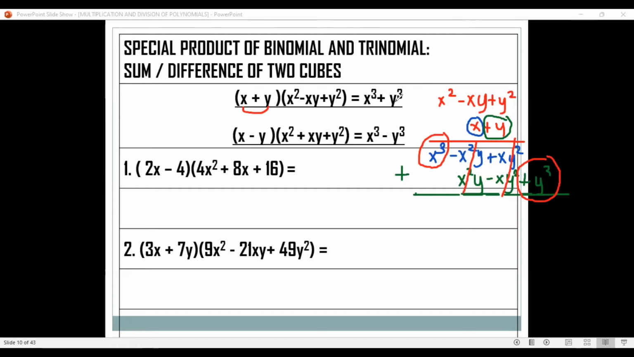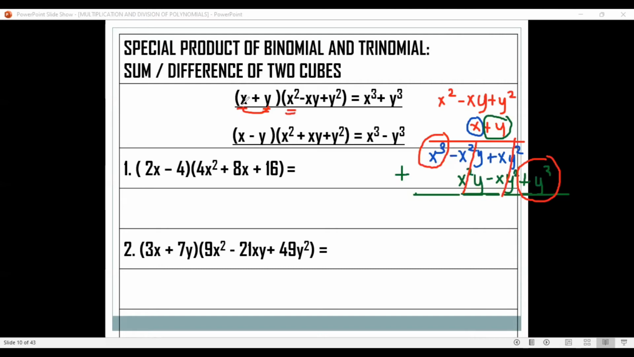So what does this suggest? You can observe that in your given binomial, we have, again, a first term and a second term, and you are multiplying this by the square of the first term.